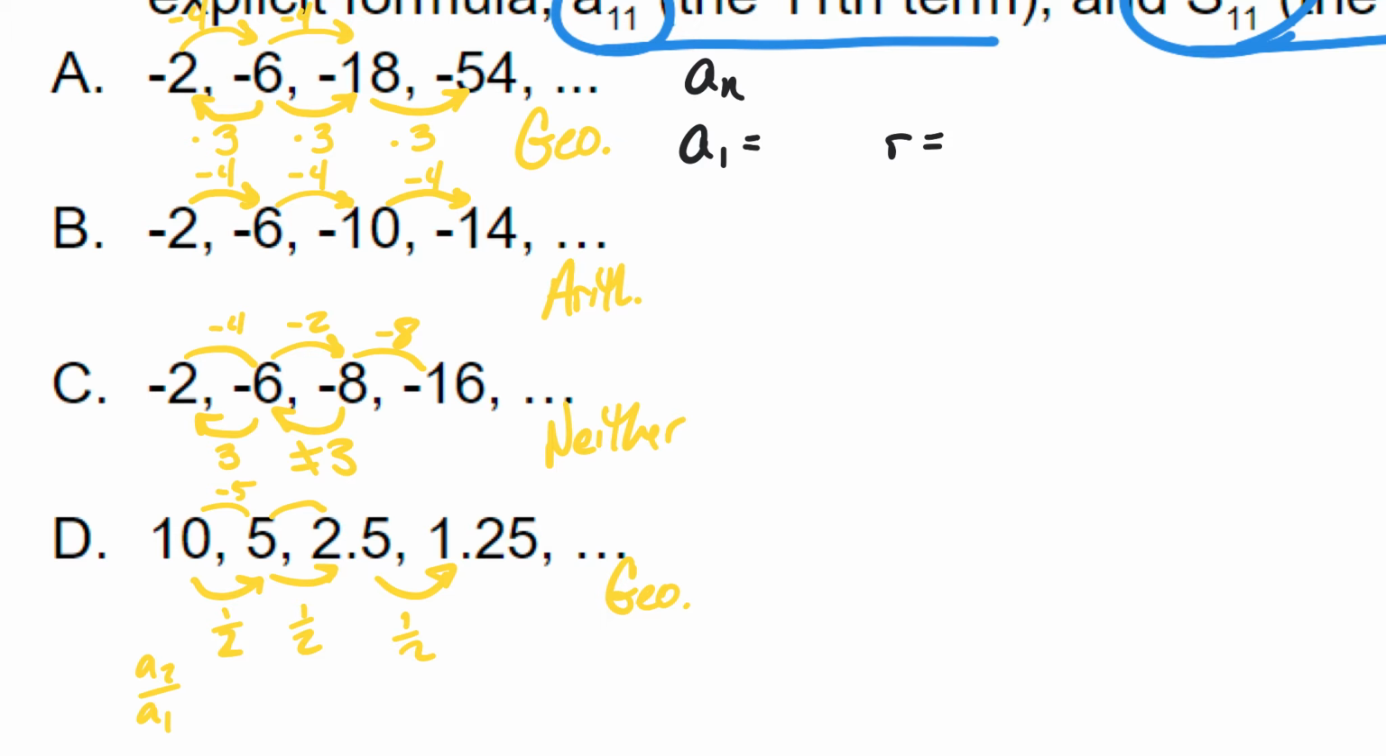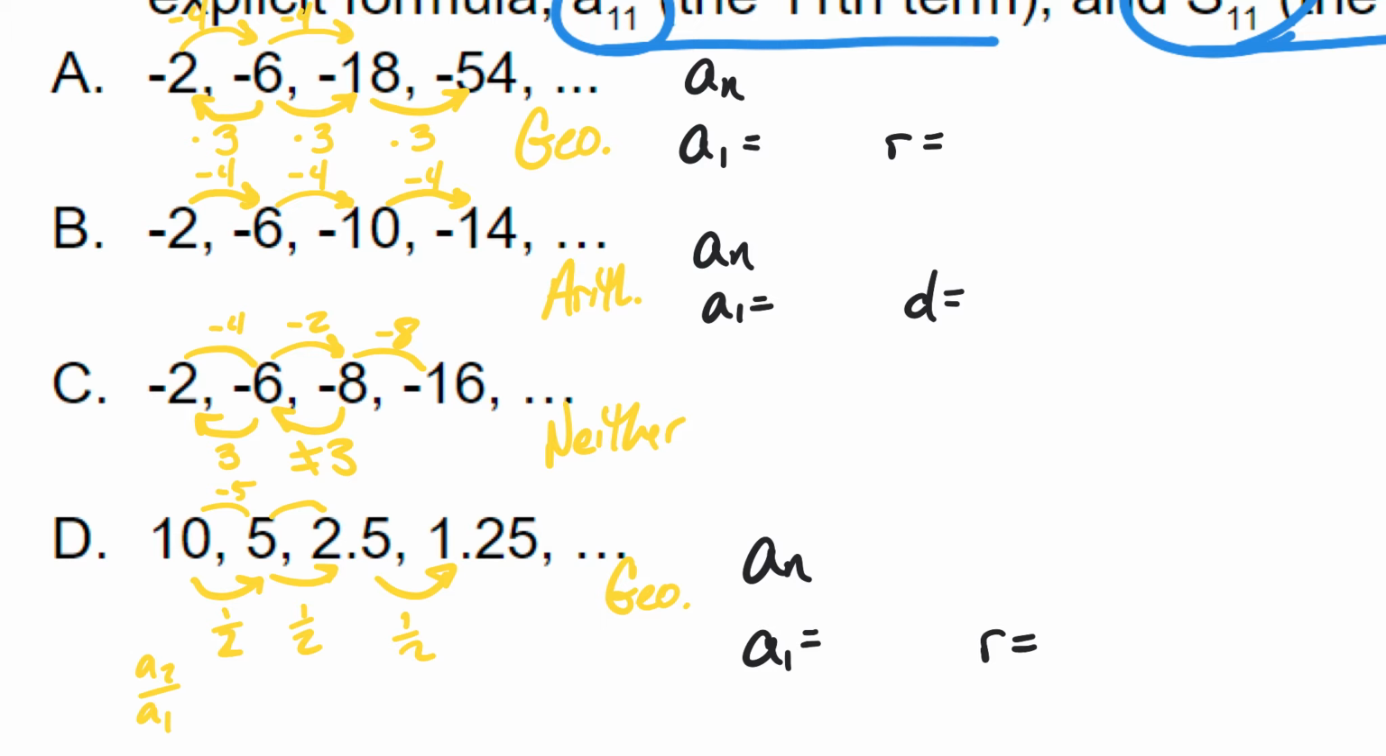On letter B, we need an a sub 1, the starting point, and we need a common difference. Letter C is finished. And letter D, in order to write the equation, we need the first term and the common ratio. Now, we've already got all of these things.